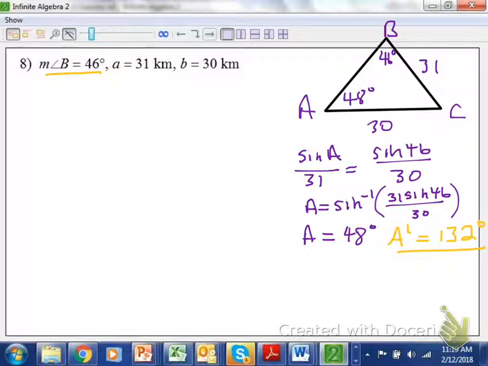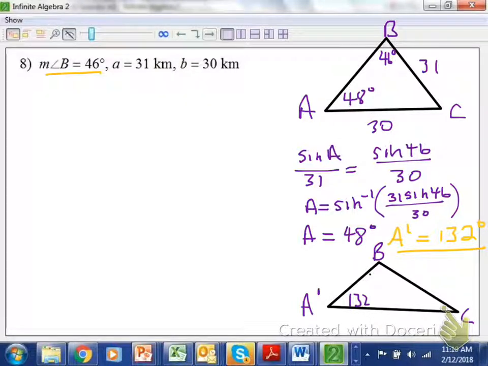132 plus 46 is 178. Because that's less than 180, I've got a second triangle. So I'm going to draw the second triangle right now. Okay? Just draw it somewhere in your notes, so we can kind of see what this second triangle is going to look like. Label it the same way as your other one. A, B, C, but this is going to be A prime.